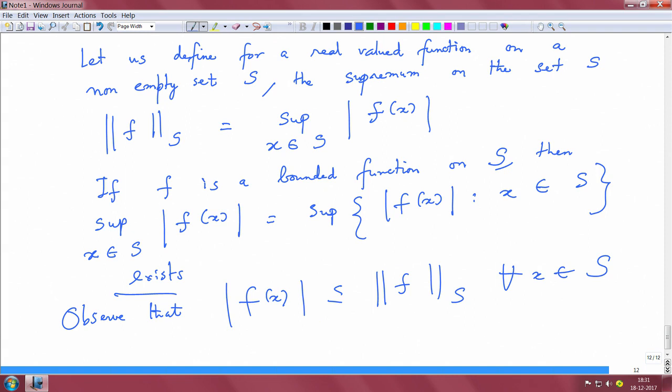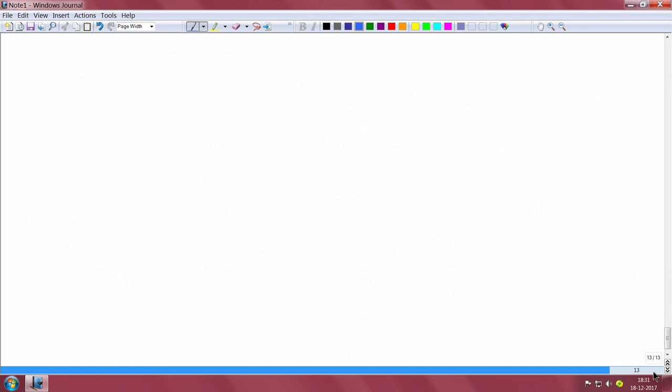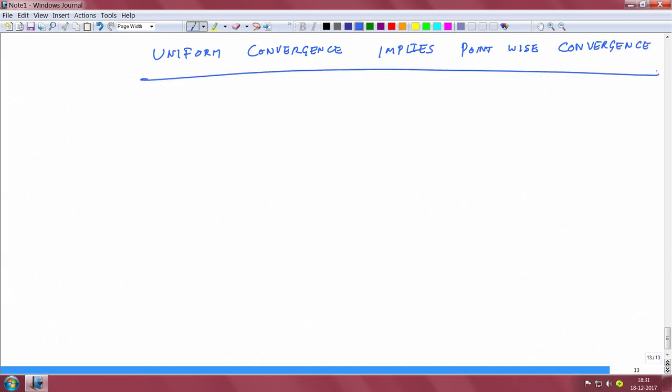Okay. So, with this we can slightly think about revisiting the uniform convergence, and let us check if uniform convergence implies pointwise convergence. Let us check this. I think I made a note that uniform convergence implies pointwise convergence.